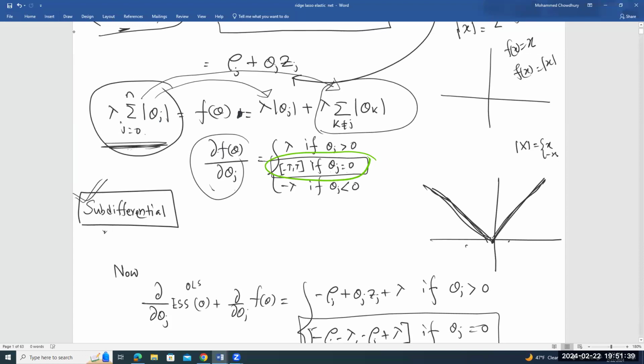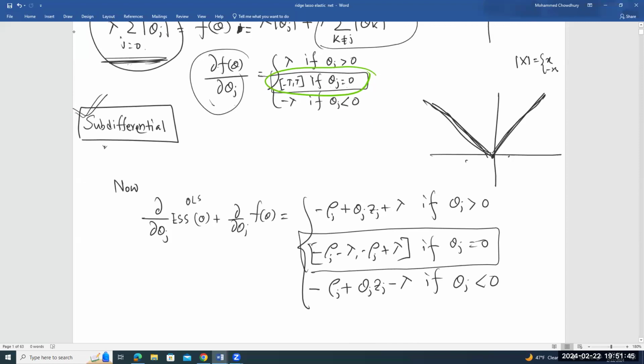Sub-differential means what? If theta is equal to zero, it does not mean that the entire differentiation will be zero. It could be any value between negative lambda and positive lambda, which comes from when theta itself is greater than zero and less than zero. So if you have a problem with those two parts, just read about the sub-differential, then you will understand. It is just 2-3 sentences on Wikipedia, understand? They have given a good explanation there.